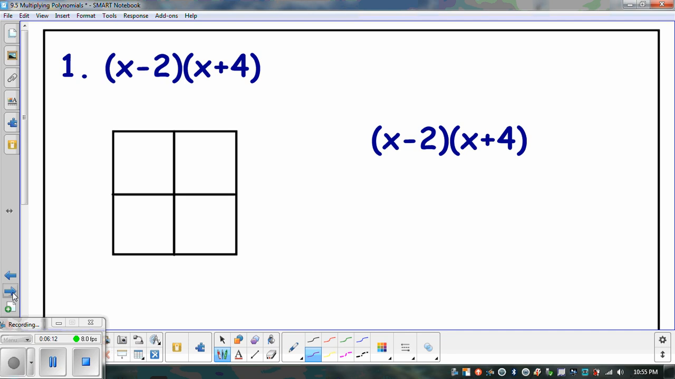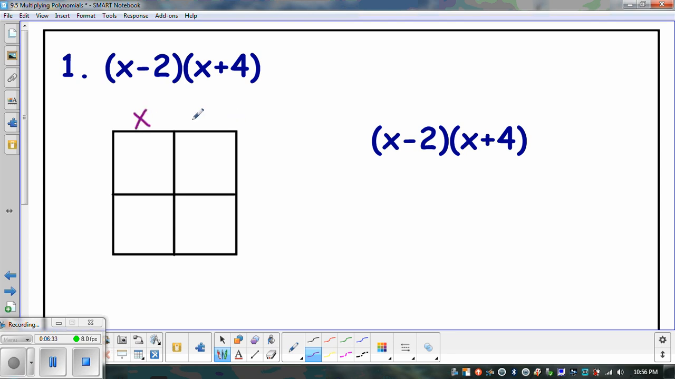The first example we have is x minus 2, which is a binomial, times x plus 4. There are several ways to get to this answer. I'm going to show you two, and then I'm going to ask you to pick which method you like to continue practicing. The first one, if we use the box method, our first binomial is x minus 2.